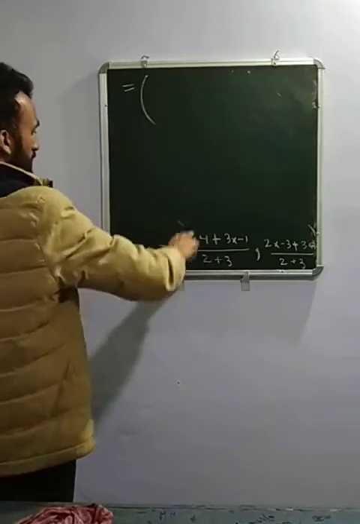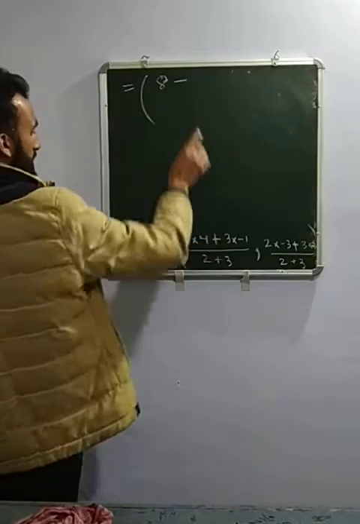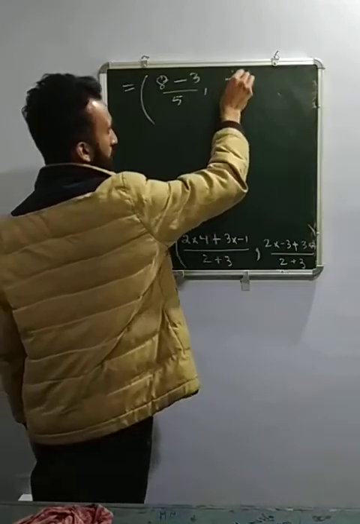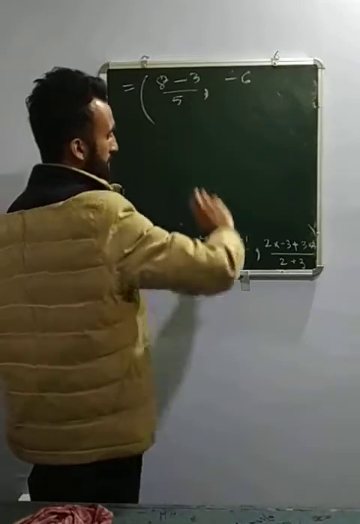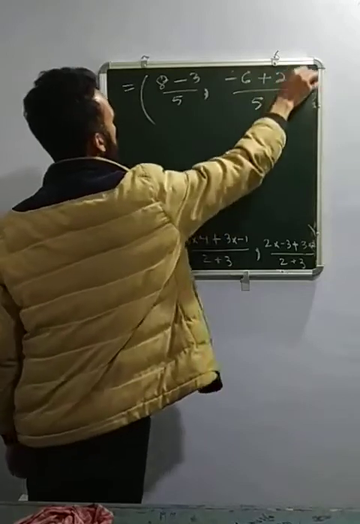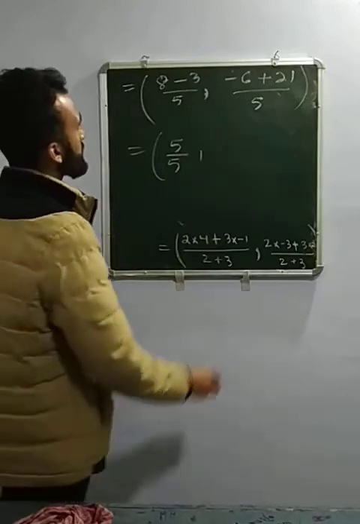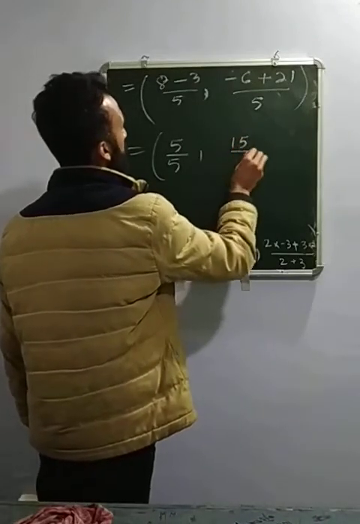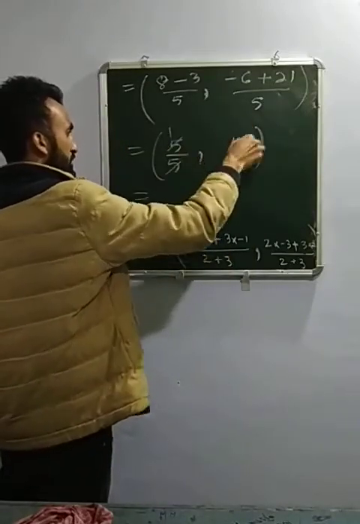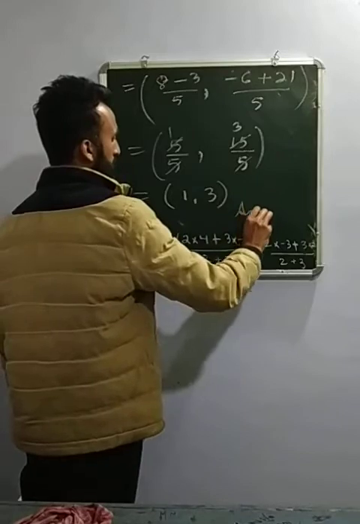Equal to 8 minus 2 4s are 8 plus into minus is minus 3 1s are 3 divided by 5 comma, this is minus 6. There should be a comma, remember, don't make a full line. Minus 6 plus 3 7s are 21 divided by 5. This is nothing but 5 by 5 comma, if I subtract this one is nothing but 15 by 5. So answer comes, I can cancel, you cannot cancel this way, you have to cancel this way or this way. 3. So 1 comma 3 is the answer.